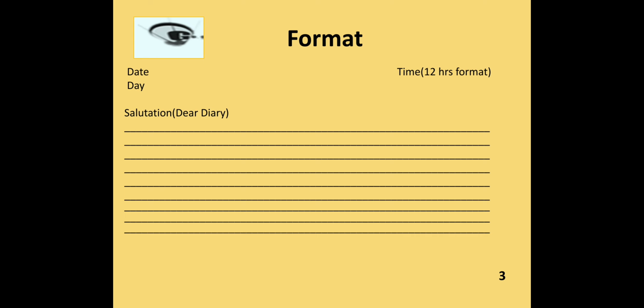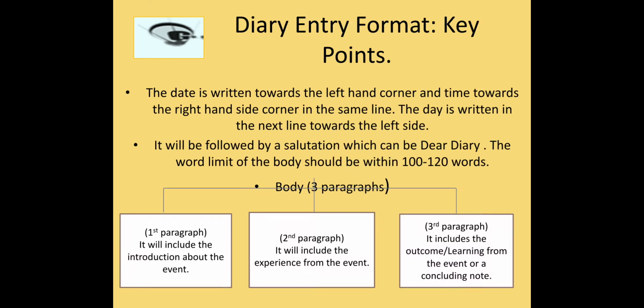In the next line, we write the day in the left hand corner. Then we leave a line and write the salutation, which is Dear Diary. Then we start with the main content or the main body. Body comprises 3 paragraphs. First includes the introduction, second includes the experience from the event, and third includes the outcome or the learning from the event.